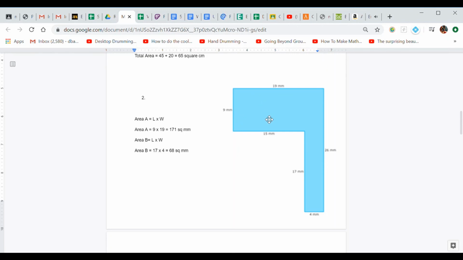I have my rectangle A, rectangle B. Got to get the total area. It's going to be an addition problem. Total area equals 171 plus 68. I gotta be honest with you, I'm not good at adding in my head, but it's going to be 9, 6 plus 8 is 14, 7 plus 6 is 13, 239 square millimeters.